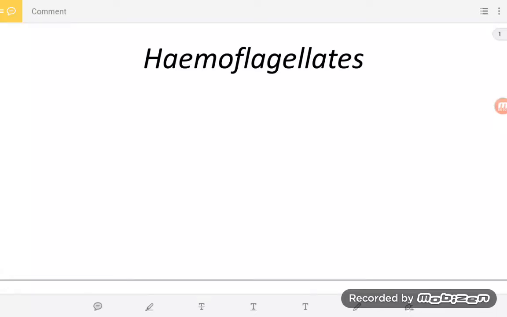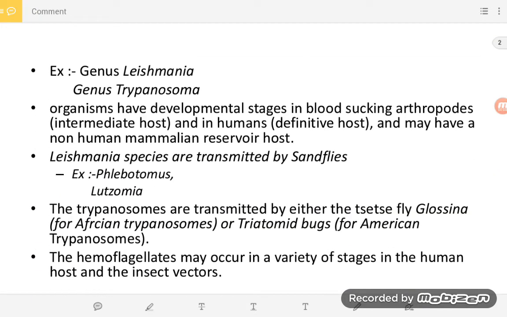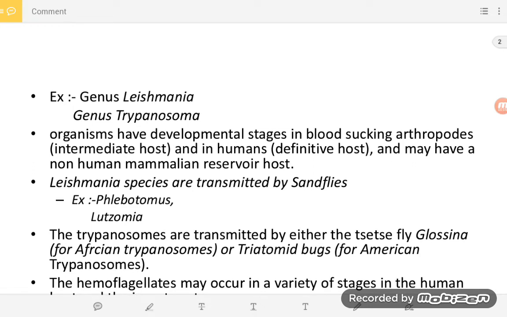Haemoflagellates. Under Haemoflagellates, two genera are medically important: genus Leishmania and genus Trypanosoma. These organisms have developmental stages in blood-sucking arthropods.